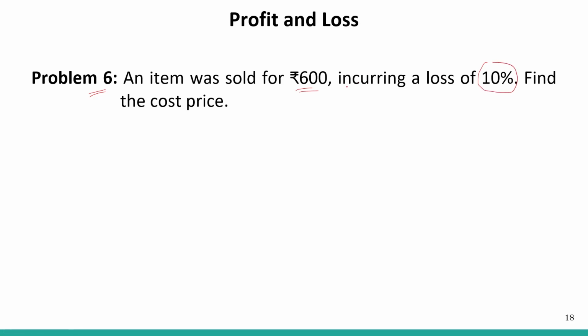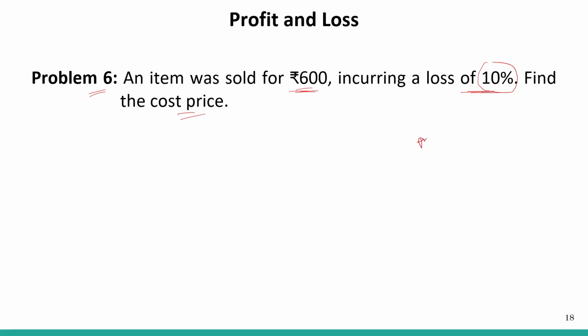Okay, here the type of question has been changed. Previously, we were only calculating the profit percentage or loss percentage, but now things have shifted. How? Now we are given the loss percentage, and we want to calculate the cost price. The selling price is given, the loss percentage is given, and we need the cost price. So how will these kinds of questions be designed?